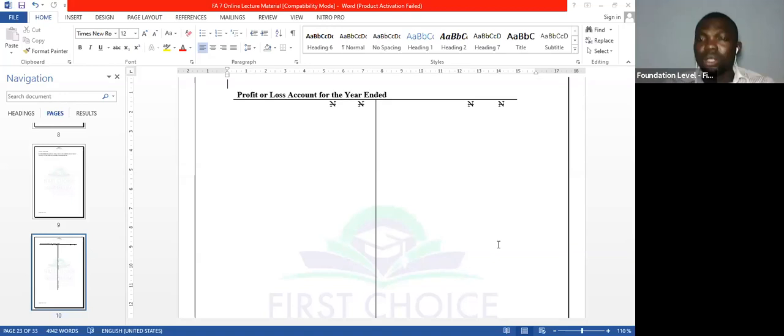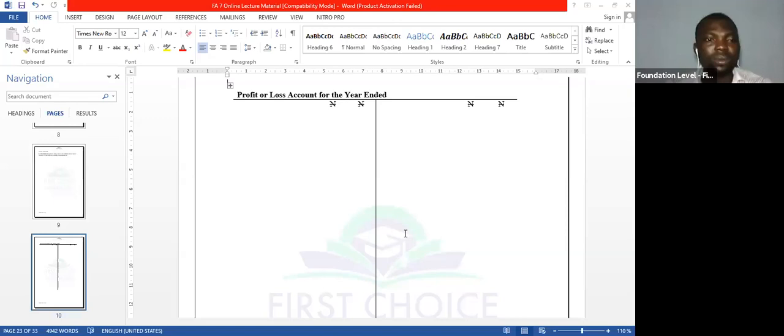If you remember, we have started with preparation of financial statements. We were able to solve one question, and we are on the second question before we had timeout. So today we complete that question, then I'll solve one more question so that we can move to the next topic.